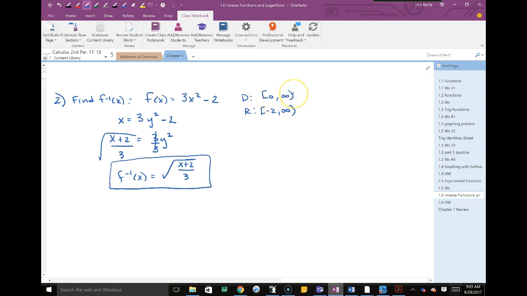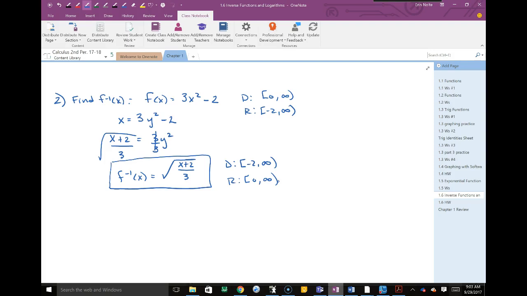Okay, tell me about now the domain and the range of the inverse function. They're flipped, right? So my domain is now going to be from -2 to infinity. And my range is now going to be from 0 to infinity. So if I know my domain and range of my original, all I have to do is switch them to come up with my inverse domain and range. Okay? So we got that idea? That's what they're going to ask you to do on your assignment today.